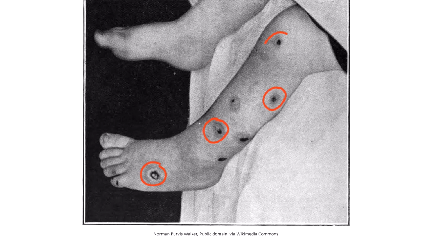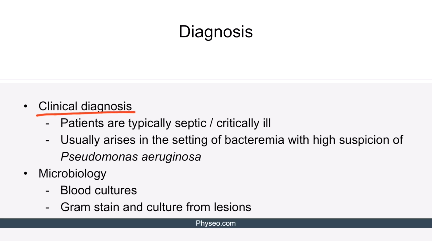And based on all these skin infections that we've discussed up to this point, you likely guessed that the diagnosis is clinical. You can just characterize it based on how it appears. Now, typically, these patients will also be septic or critically ill, and usually the lesions will arise in the setting of bacteremia, and you have a high suspicion of Pseudomonas as the underlying organism. But keep in mind that it can actually be caused by other things. It's just Pseudomonas is the most common and it's the most classically tested.